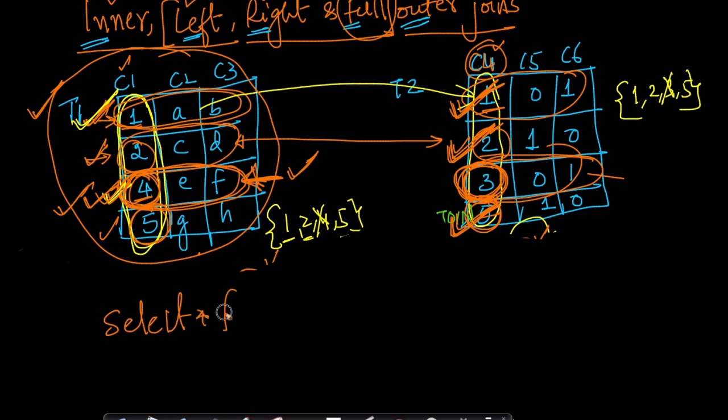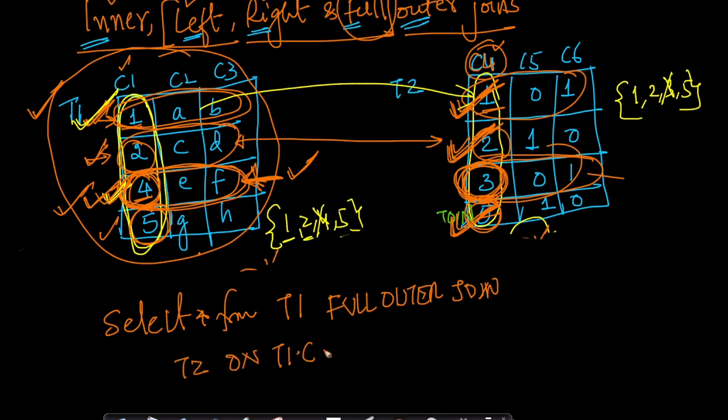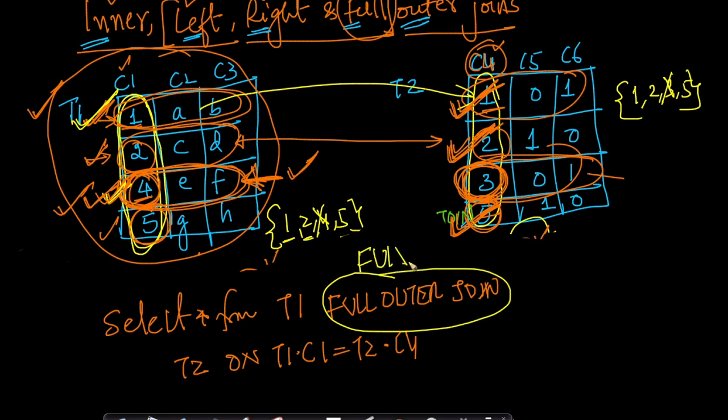select star from T1 join T2. Sorry, I shouldn't say join here. Full outer join T2 on T1.C1 equals T2.C4. Here, instead of saying full outer join, I could have said full join also. Now, what is the resultant here? That's important. Let's write down the resultant.